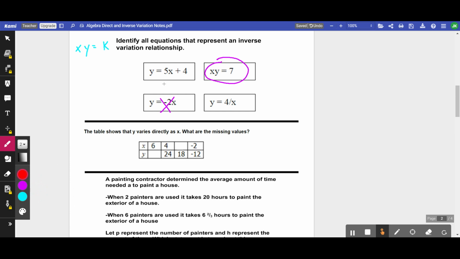And then for this first one here, you have y equals 5x plus 4. This one here is a linear equation in slope intercept form. This isn't even direct either. It would be direct if it didn't have the plus 4. There's no way that you could get this to look like this. Even if the 4 wasn't there, then it'd be direct instead.